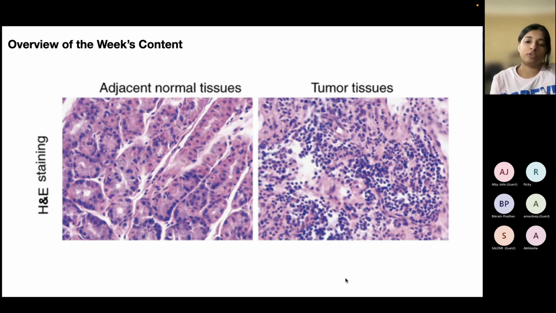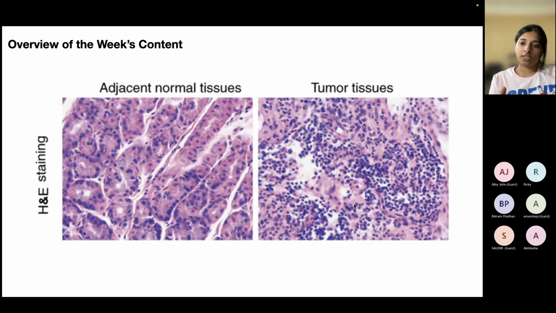So again, like we've done for the previous topics, we will start with this microscopic image. This is an H&E staining. So all the cells have been stained, and this purple stain is the nucleus of the cell. So this is a normal section, and this is a tumor section.